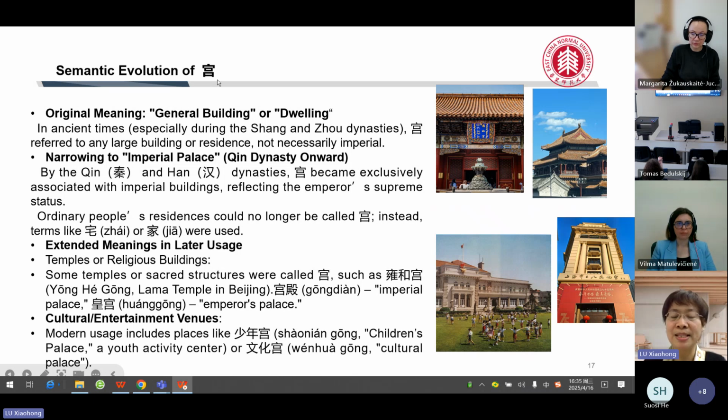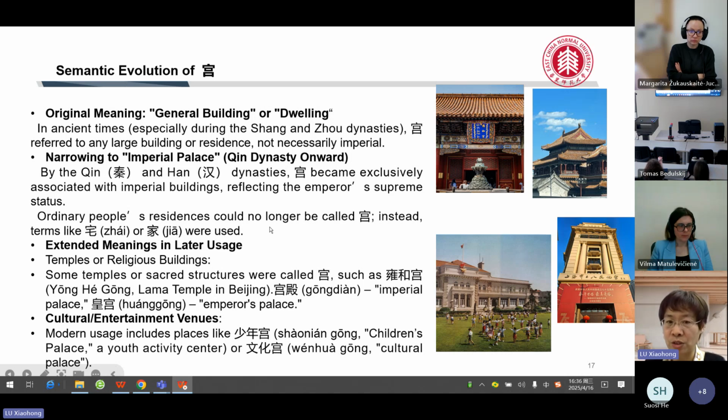Now, let's see the semantic changes of the word gong. Originally, it just meant a general building or dwelling, in ancient times during the Shang and the Zhou dynasties. Gong referred to any large building or residence, not necessarily a place for the emperor to live. So it's not an imperial place. Gradually, the meaning narrowed to mean imperial palace, from the Qin and Han dynasties onward. So gong became exclusively associated with imperial buildings. It reflects the emperor's supreme status. For ordinary people's residences, you cannot use the word gong to describe them.